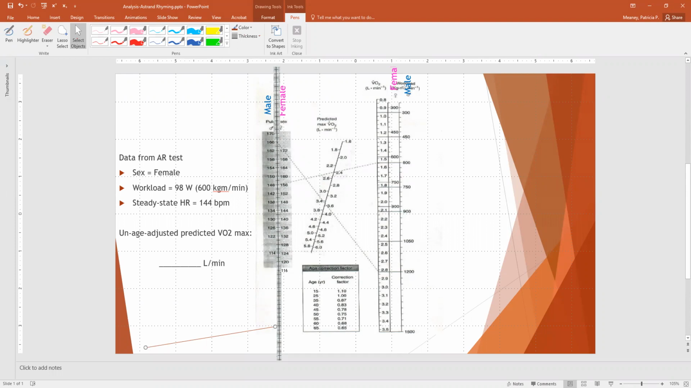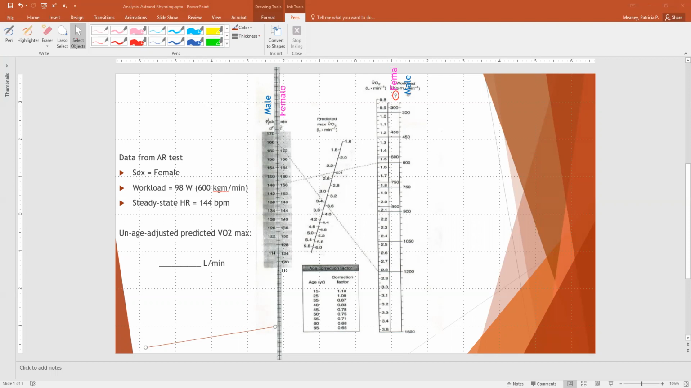If you look up here at the top of the workload side of the nomogram, you'll see this little symbol, a circle with a plus below it. That is the symbol for female. I'm going to circle that so we know that's the one we want. If you look really carefully here, you can see a little circle with an arrow pointing off to the side. That's the symbol for male. We're going to ignore that for this example because we are working with a female participant.